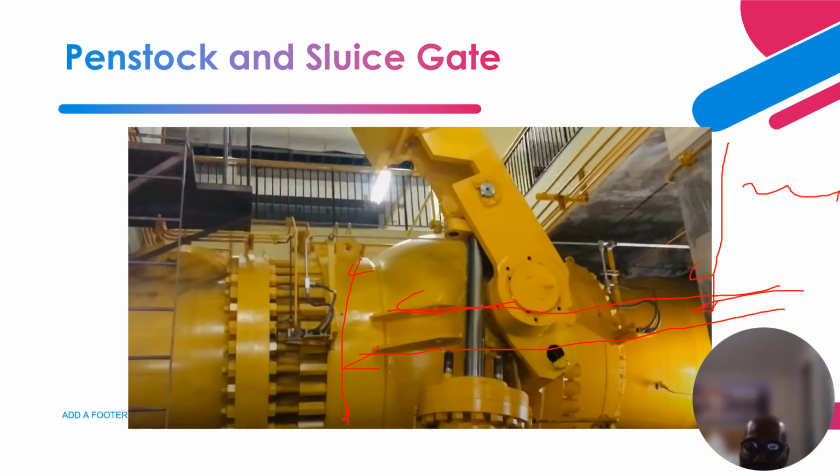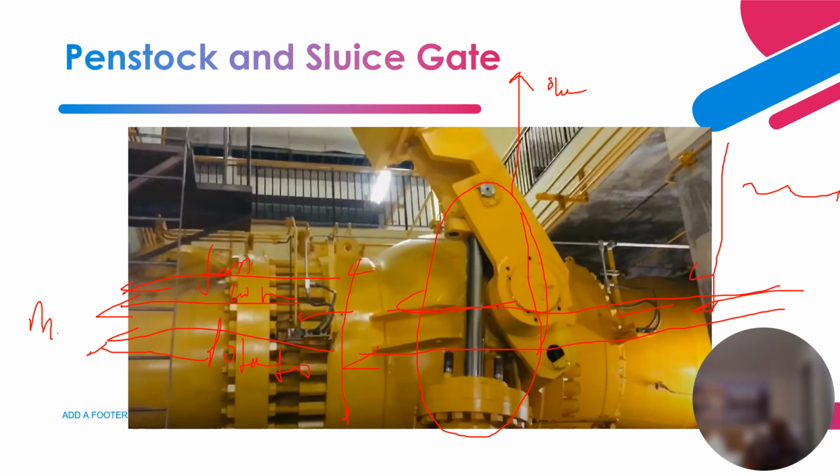This is where the water flows, and this is the gate valve, the sluice gate. I think it's hydraulically controlled, open and close. So it allows the water to flow at a faster rate and with a lot of energy, potential energy, to mechanical energy and electrical energy, and it comes out.